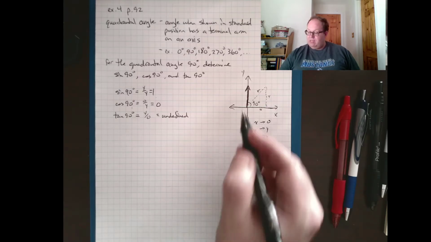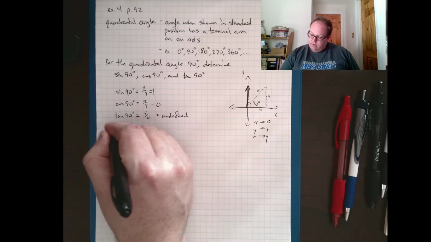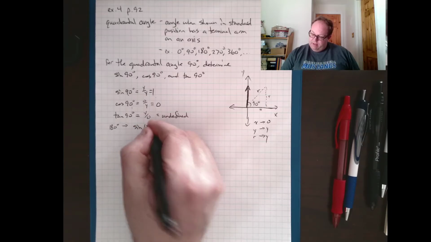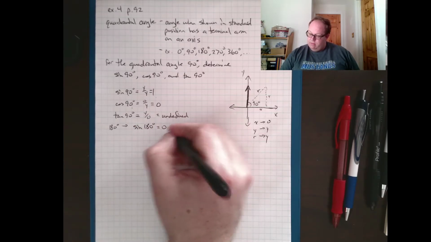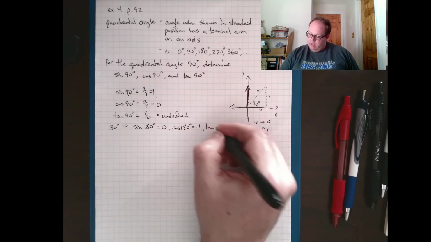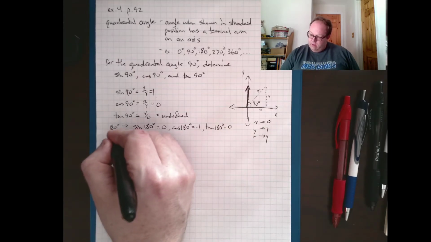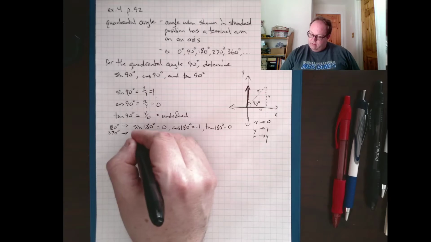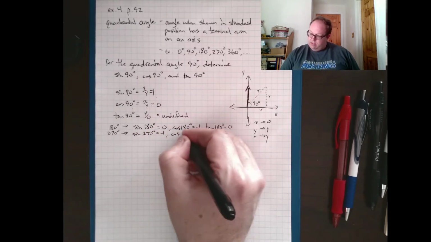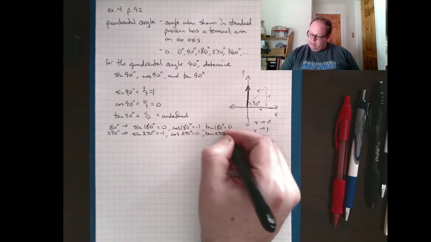And if you use that to think about the other quadrantal angles, for 180, things just end up reversing a bit. Sine of 180 is 0. Cosine of 180 is negative 1. And tangent of 180 is 0. For 270, the sine value is negative 1. The cosine value is 0. And the tangent is undefined.